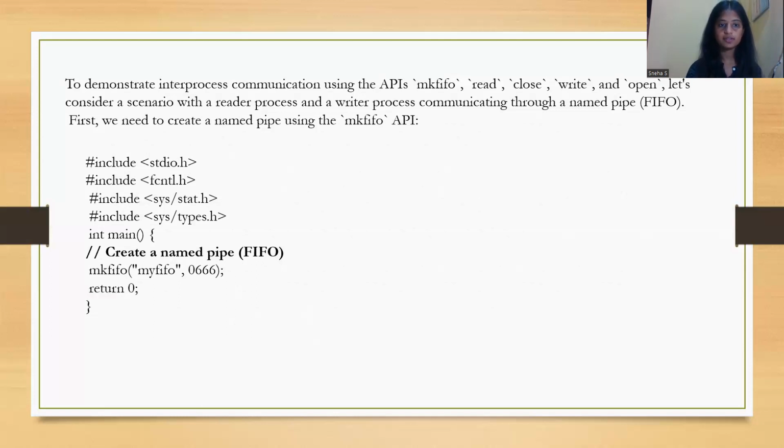So we'll include the header files, that is stdio.h, fcntl.h, sys/stat.h, and sys/types.h. Now let us create a pipe named FIFO using mkfifo, and the location where it is. Now we've created this pipe.